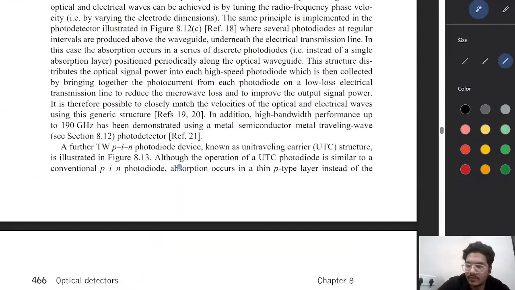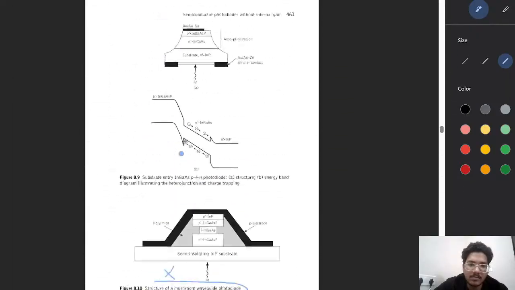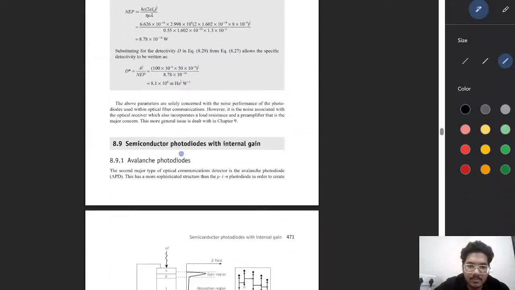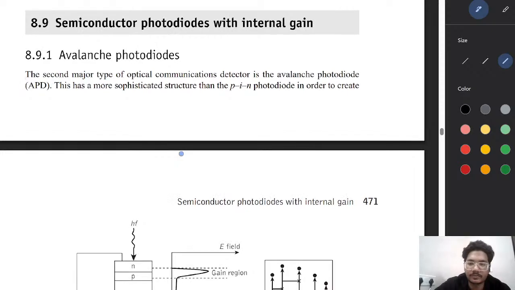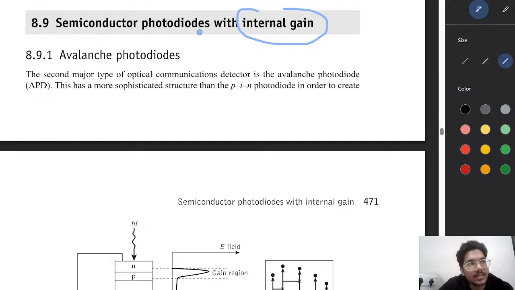The avalanche photodiode. So the semiconductor photodiodes we studied earlier are without internal gain. Now we have to study a semiconductor photodiode with internal gain. That is the avalanche photodiode.